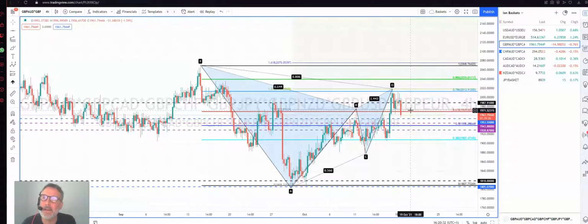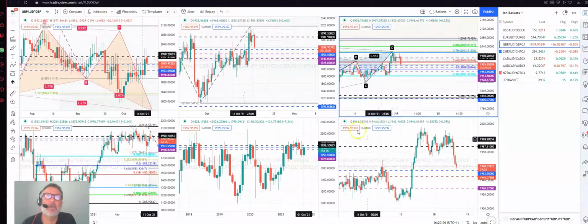But what we need to note here are these levels. The purple levels are actually my daily support. The blue dotted line is weekly support. So we're coming into this barrage of support. So I'm starting to believe that sterling is going to lack any substantial downside pressure.